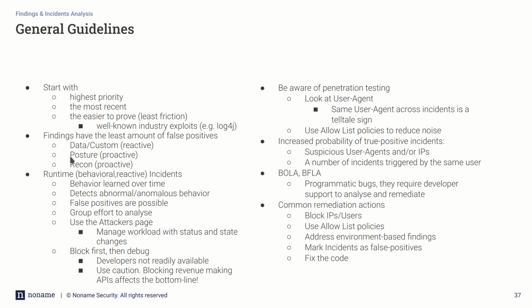Data custom findings definitely have the least amount of false positives. You define them, and an API request breaks them. You need to talk to the corresponding resources, developers primarily, to fix them.